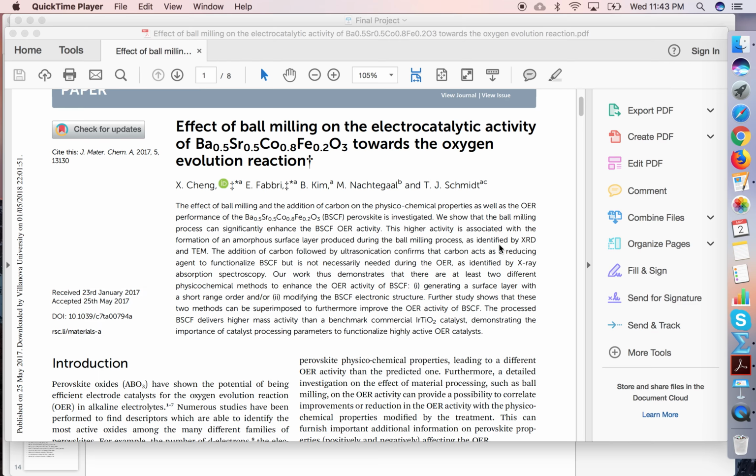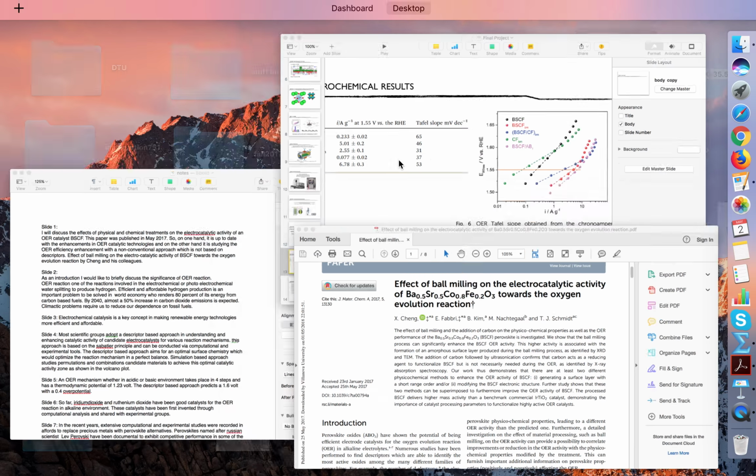I will discuss a set of physical and chemical treatments that affect the electrocatalytic activity of the perovskite catalyst for the oxygen evolution reaction. It's called the BSCF. It is this big structure here. And this paper particularly discusses the effects of ball milling on the activity. It was prepared and published with the Schmidt Group in May 2017.